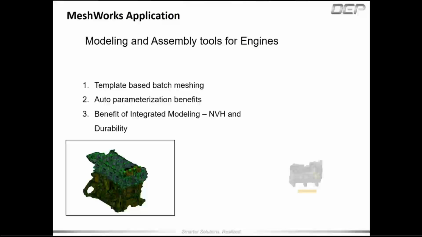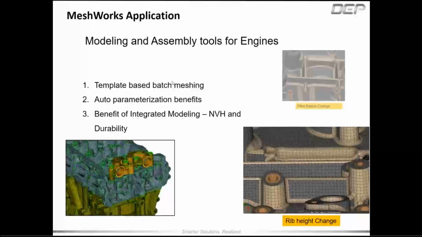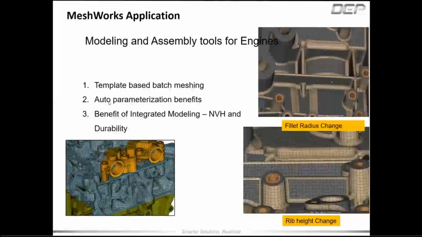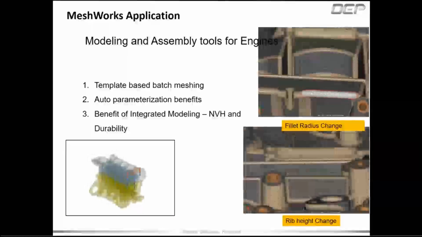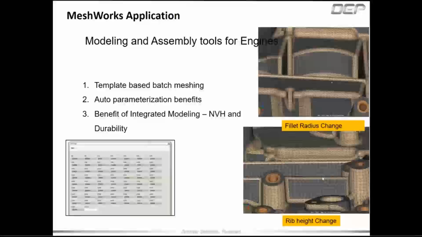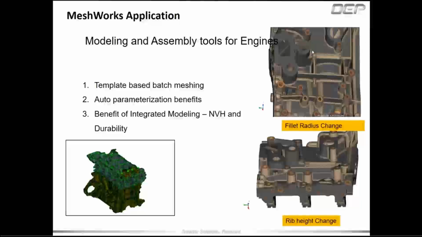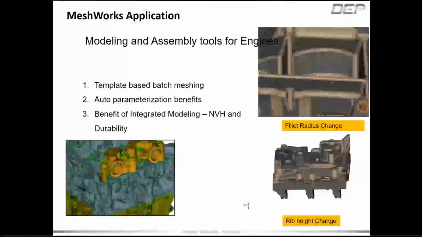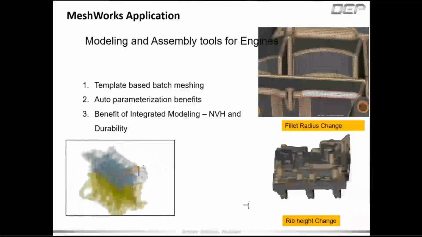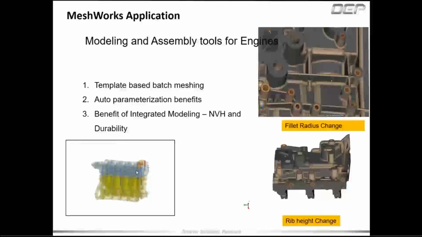Number one, since we have a templatized batch mesh process, it's fast. On top of that, we also have the auto parameterization capability, wherein with a single push of a button, wherever required, the user can create all these parameters like the fillet radius change, the rib height change, and so on. And now that we have built up a single model, like let's say a durability model, with this model as a reference, the user can now create various other attribute models like an Abaqus model with a different mesh template and a different connectivity and so on.